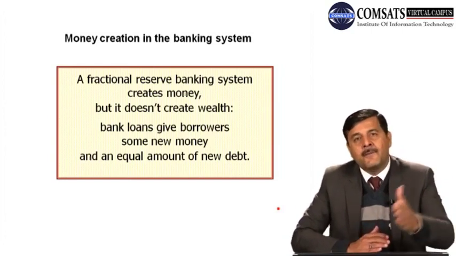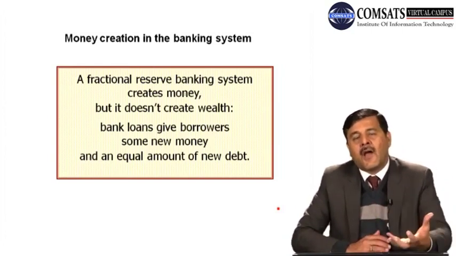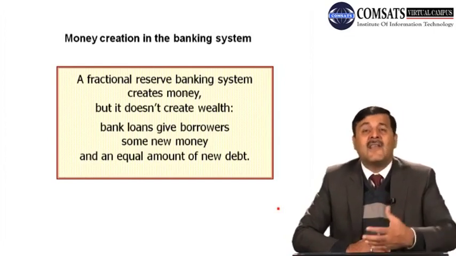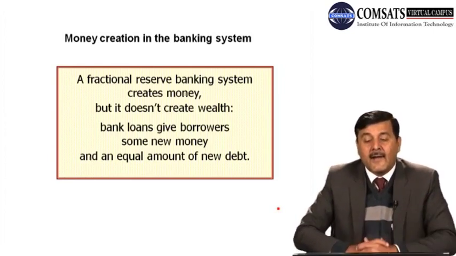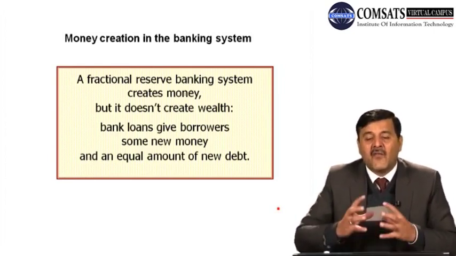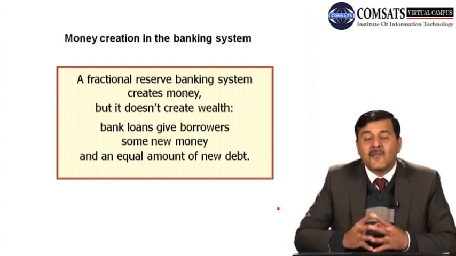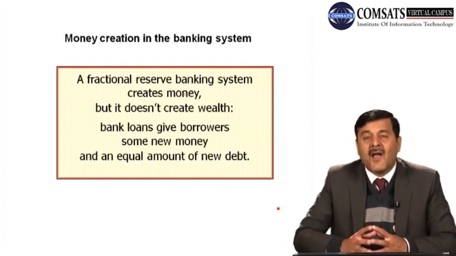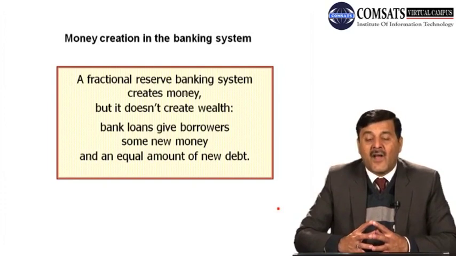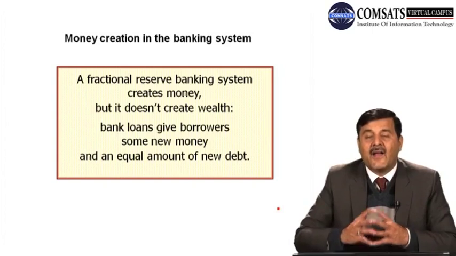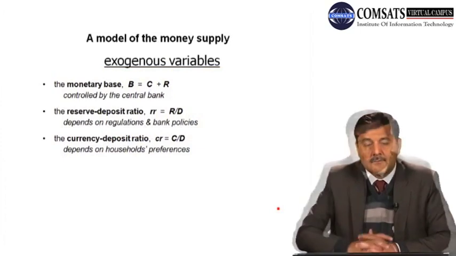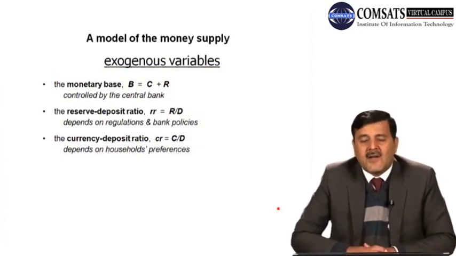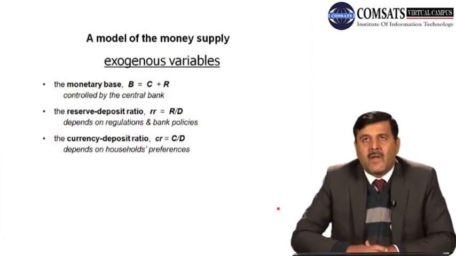आफ्टर सर्टेन टाइम पीरियड, राइट. उसने इंस्टॉलमेंट कराई होंगी, जो भी कराया होगा, जिस सिस्टम के तहत लोन लिया होगा, but he and she has to repay that loan back to the bank, right? So we can say that a fractional reserve bank system creates money supply in the country, but it does not create wealth, because bank loans give borrowers some new money and an equal amount of new debt also. Now I will discuss the model of money supply in detail.